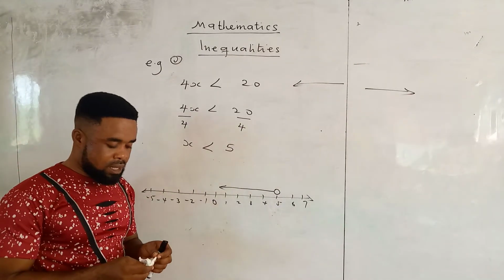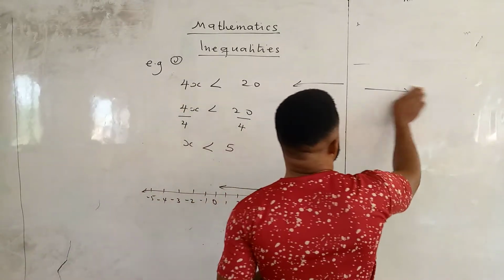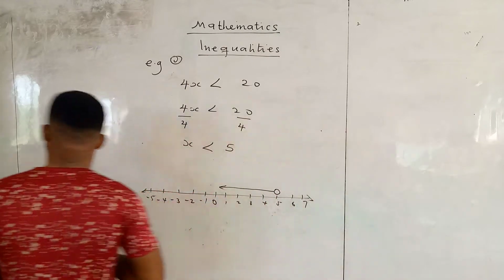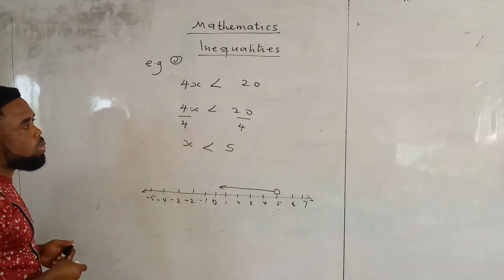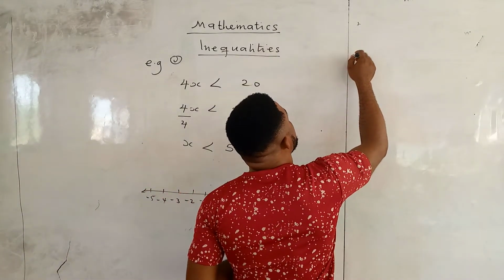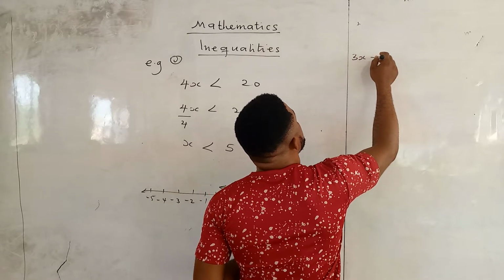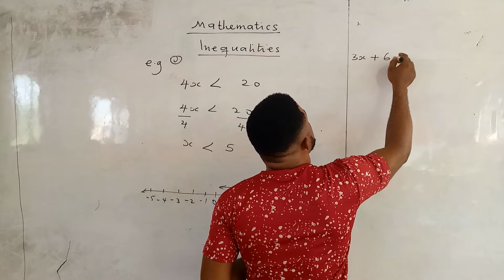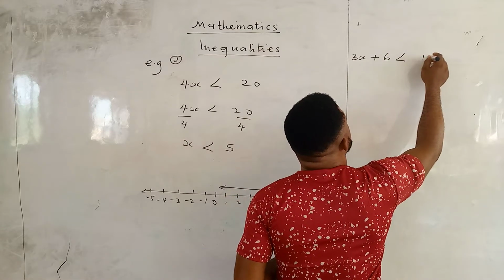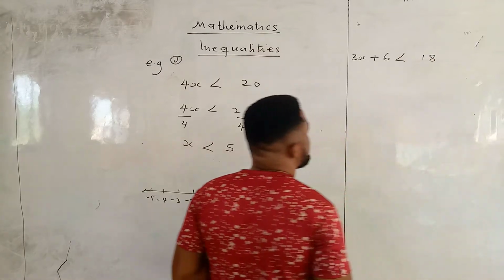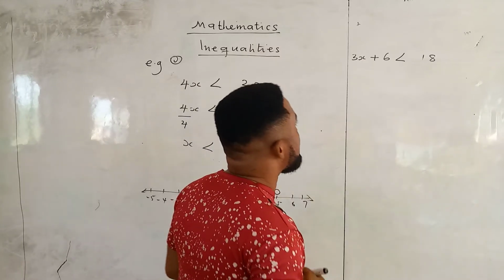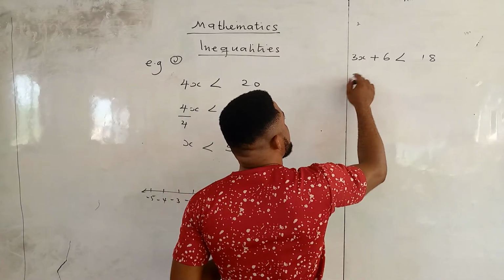Please, we shall take our second example. So, example 2. I have 3x plus 6 less than, say, 18. Good. Less than 18.